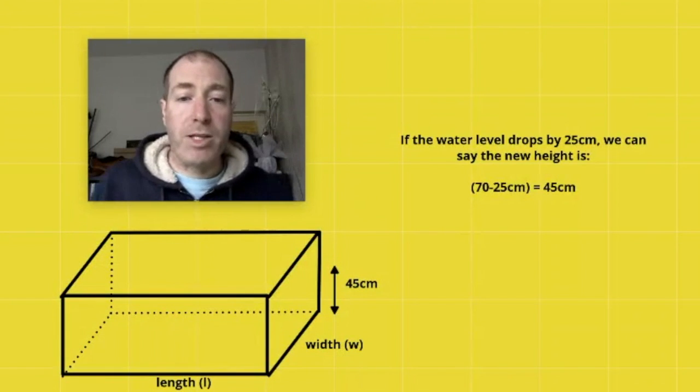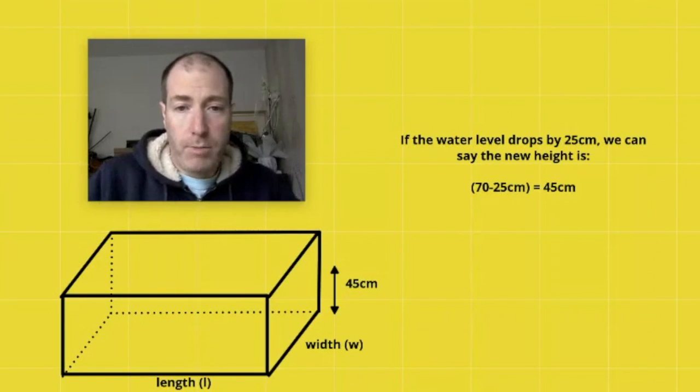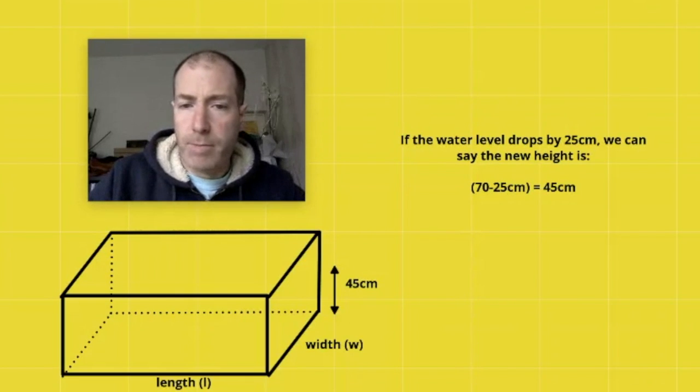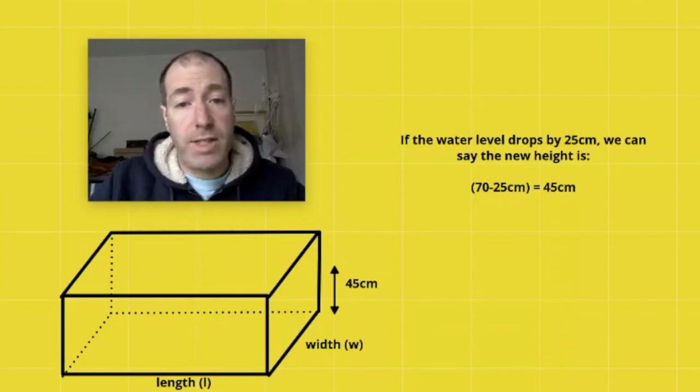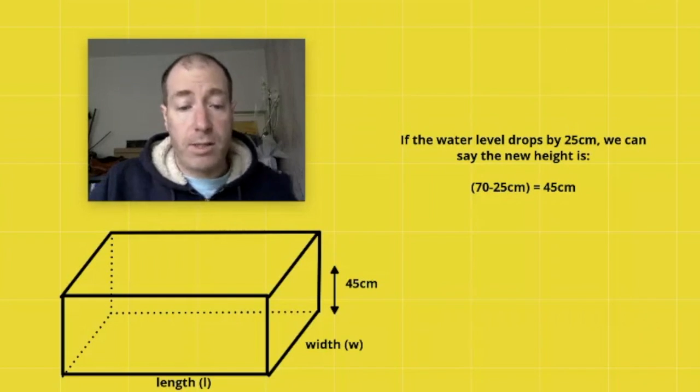Now, let's imagine a third picture. This is where the water level has dropped. But what does the water level drop to? Well, it started at 70, and it dropped 25. So 70 take away 25 is 45, and you can see it there in the picture. The new water level is 45 centimeters.